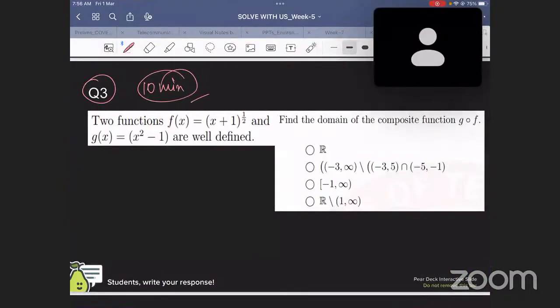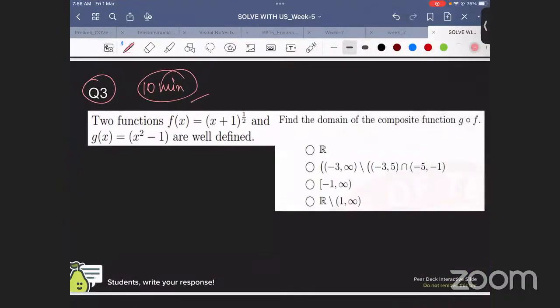Okay, how many of you have tried this? Here it's asking g of f, so do not get confused with f of g. Can somebody tell me how will you proceed for this question? If you have to calculate the domain of the composite function g of f, which are the two things that you can't miss here?